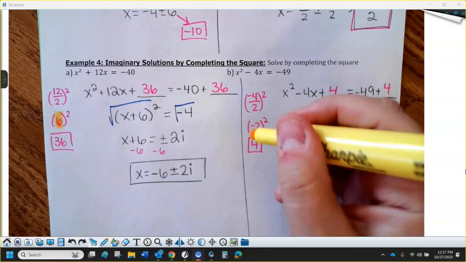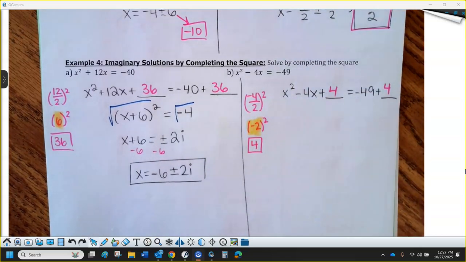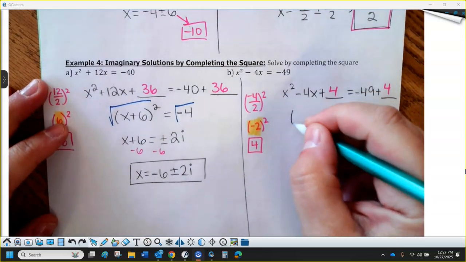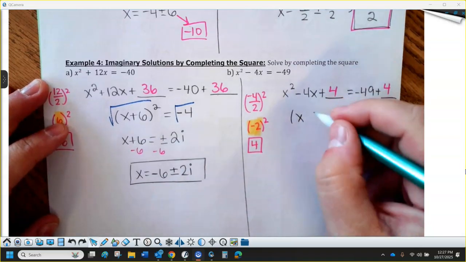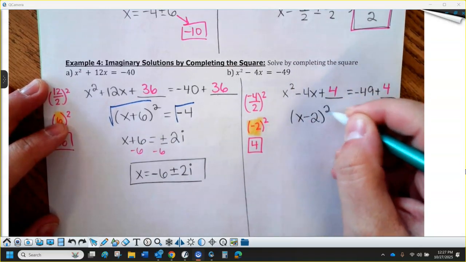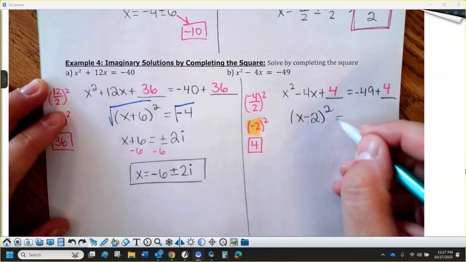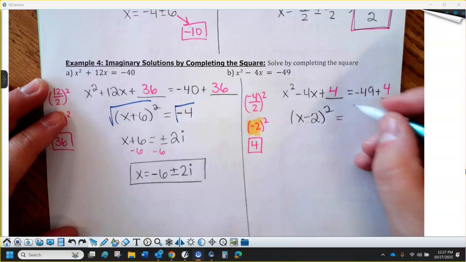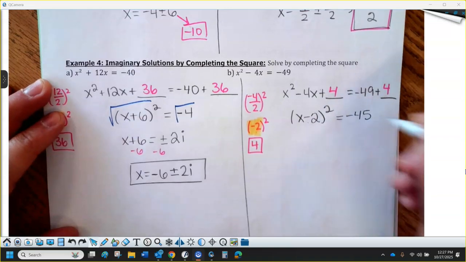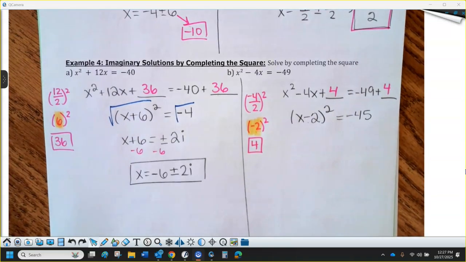I swear to you, if you did this correctly, whatever you square, that's going to be what's in the little parentheses with the x. So multiply to get +4, add to get -4: (x minus 2) times (x minus 2), or just (x minus 2) squared. This looks like a -2. Okay, -49 plus 4 is -45. So the last question, I just had a perfect square in imaginary land.